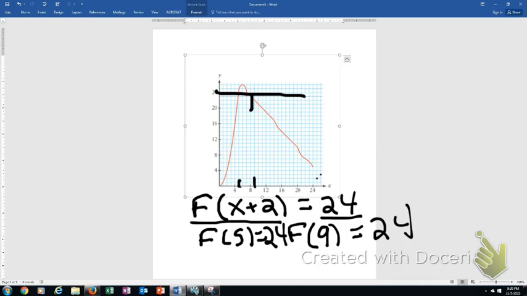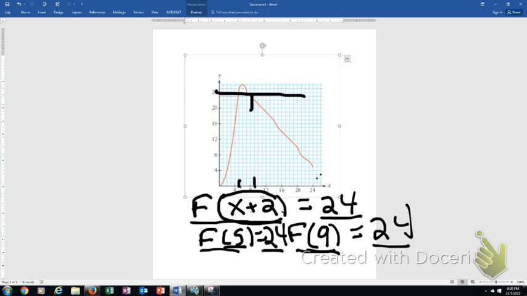Okay. So if I plug in 5, I get an output of 24. If I plug in 9, I get an output of 24. So these are the solutions. That is the input that gives me 24, and 9 is the input that also gives me 24. But if you look at our original equation, it says, hey, we've got x plus 2. So we realize that x plus 2 must equal 5, and x plus 2 must also equal 9. Or perhaps the better choice of word is or.